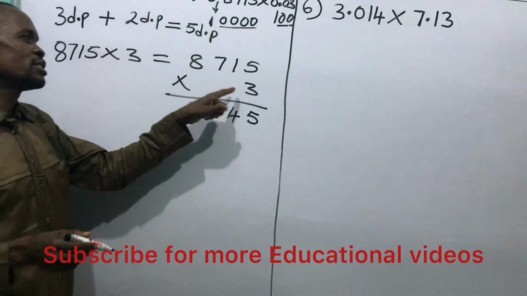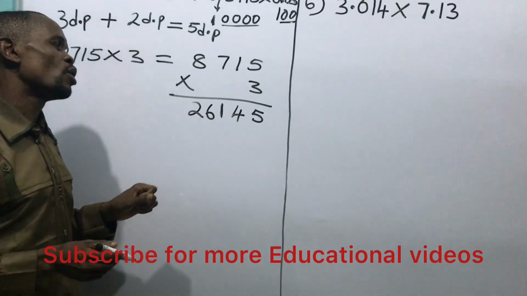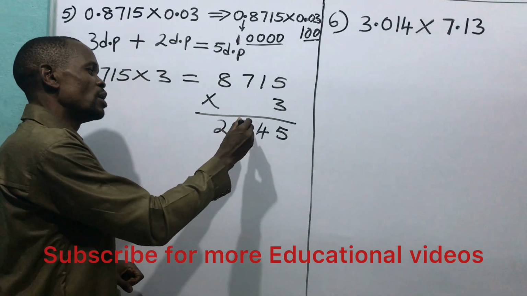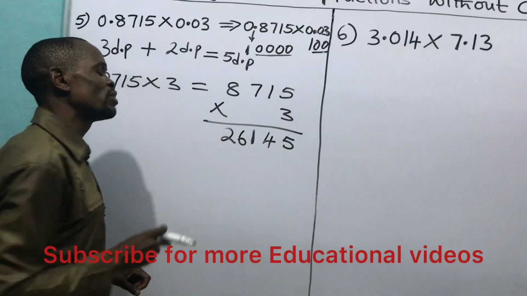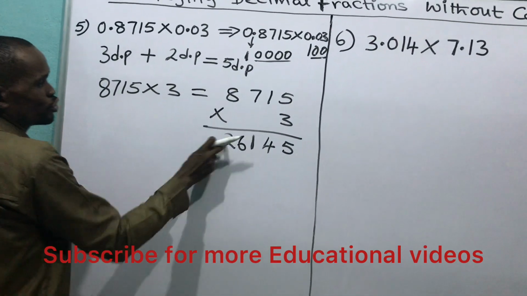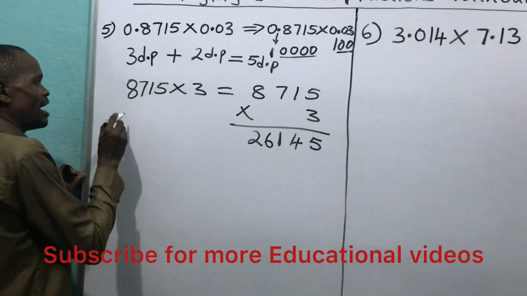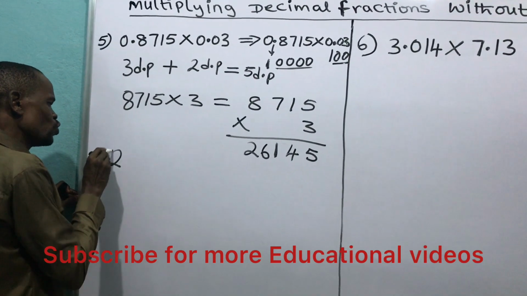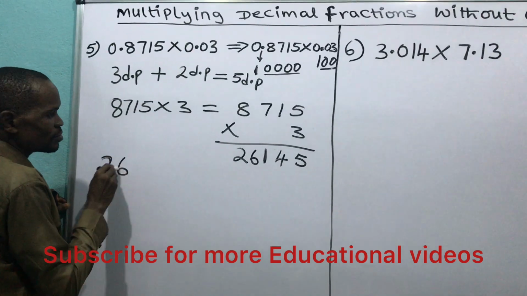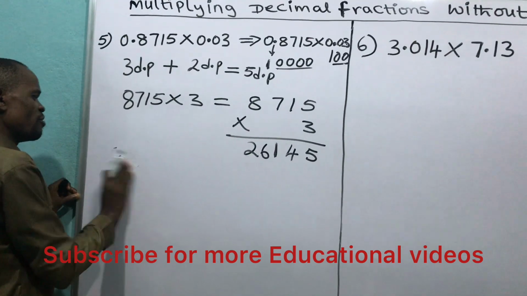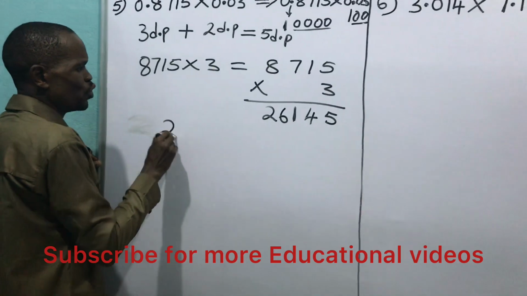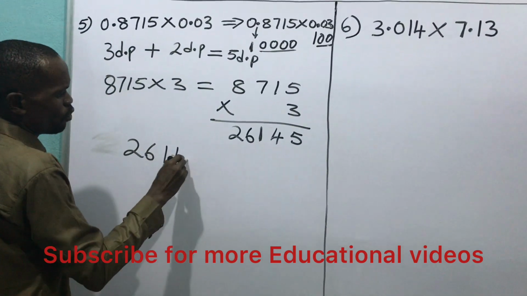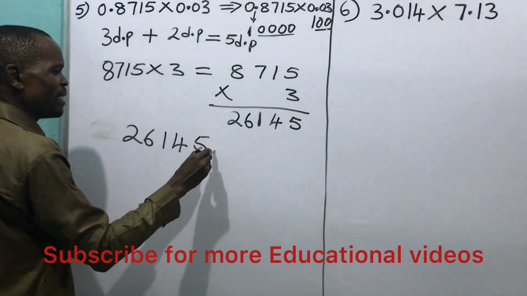I said 3 times 7 will give me 21. I will write 1, carry 2. And 3 times 8 will give me 24 plus 2 will give me 26. Therefore, I can now say 26145. Returning my decimal point.